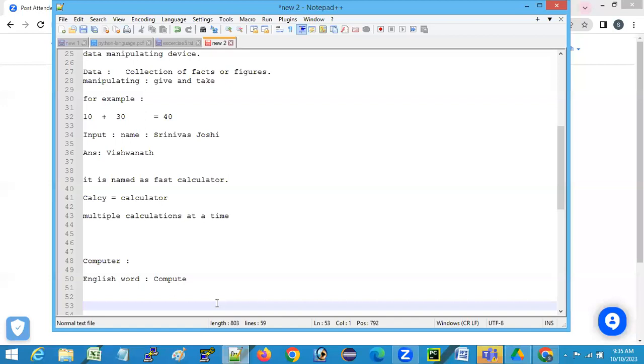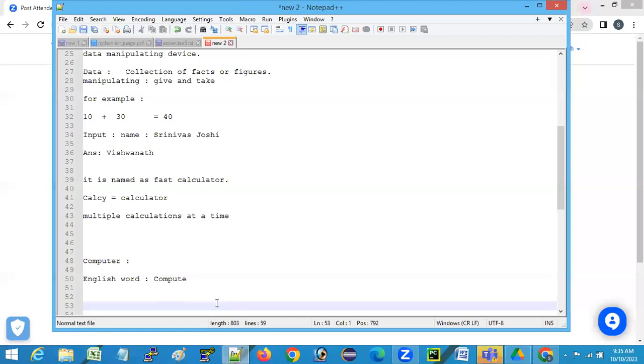So the point to be clear: the computer is not an automation or automatic device. Whatever data it receives, according to that it is going to calculate and give the answer. It will give the result. So this part you have to remember. Is it clear, guys?